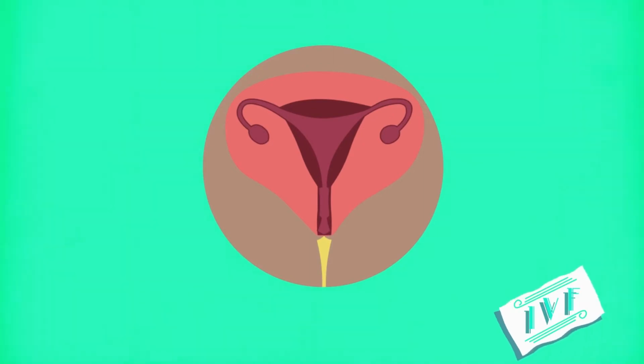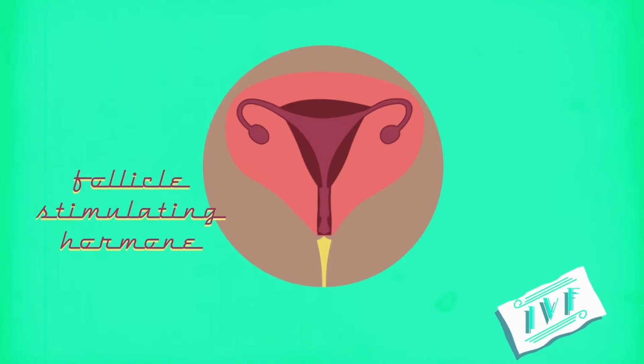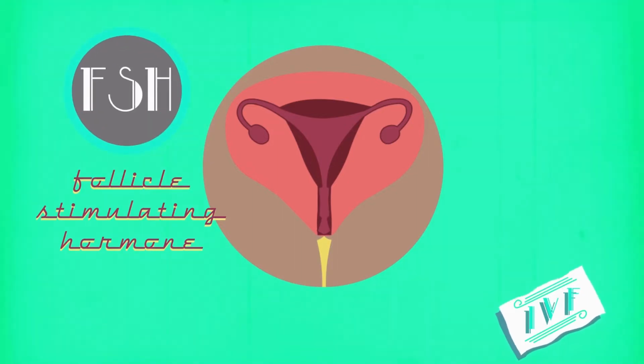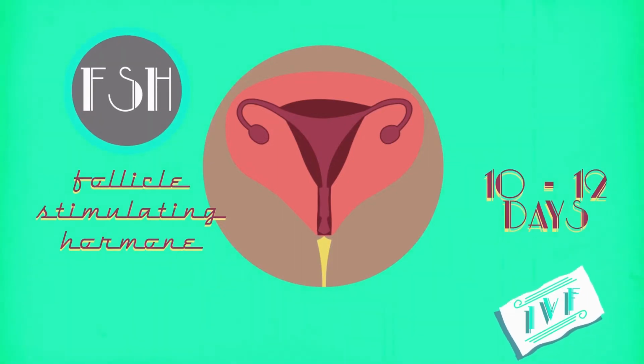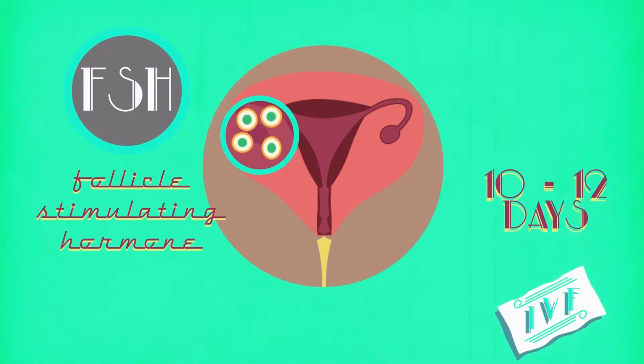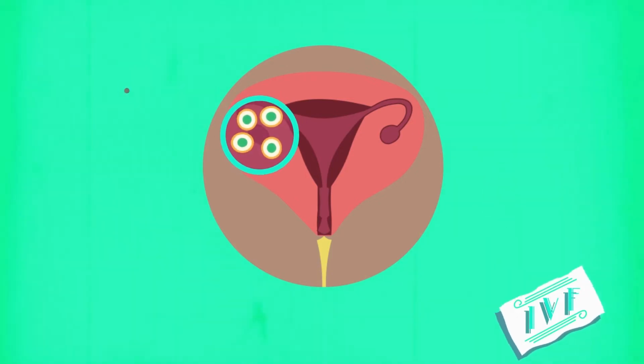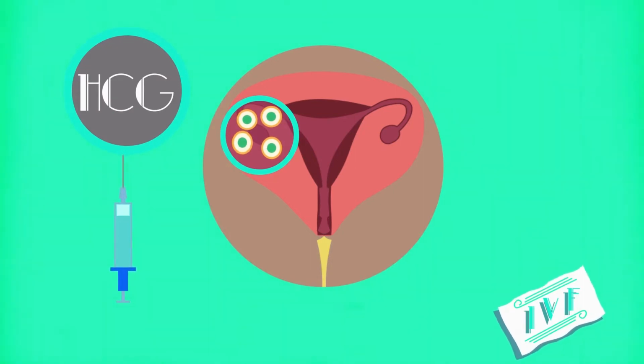The next step is to boost egg supply. This time, lots of follicle-stimulating hormone, FSH, is injected for about 10 to 12 days. FSH increases the number of eggs your ovaries produce. This means that there will be more eggs available to be collected and fertilized in the treatment. More eggs increases the chances of success. Once enough eggs have been produced, another hormone called HCG is injected. This causes the eggs to mature so that they are ready to be released from the ovaries.